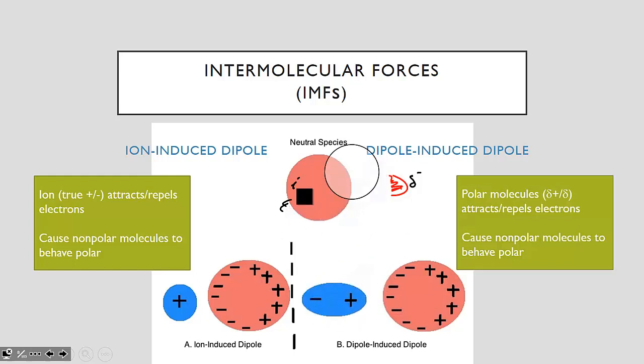If you have an ion and you place it next to a nonpolar molecule, ions have a true positive or negative charge, and of course that's going to attract electrons towards it, causing your nonpolar molecule to behave as though it were polar. This is known as an ion-induced dipole.